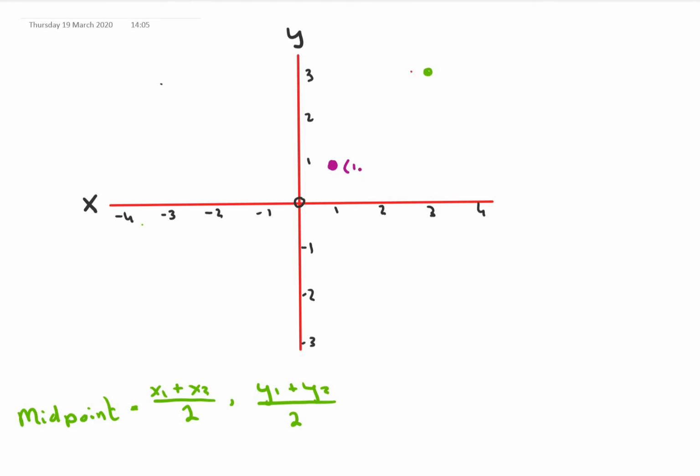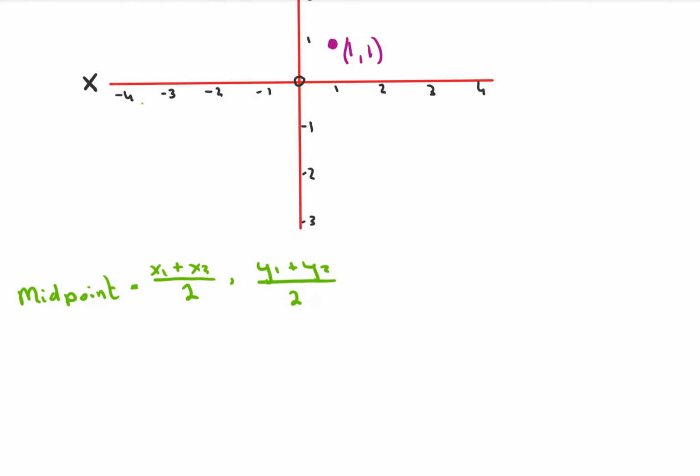This coordinate here is 1, 1. I'll just do it a bit bigger. 1, 1. And this coordinate here then is 3, 3. And I want to find the middle of those 2 points. So I know the middle of those 2 points is going to be somewhere around here. Okay. But how do I find exactly where it is?